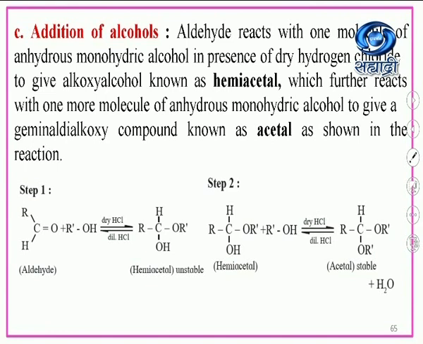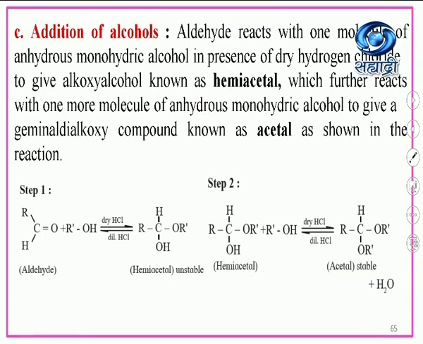Then addition of alcohols. An aldehyde reacts with one molecule of anhydrous monohydric alcohol in presence of dry hydrogen chloride to give an alkoxy alcohol known as hemiacetal, which further reacts with one more molecule of anhydrous monohydric alcohol to give a geminal dialkoxy compound known as acetal, as shown in the reaction.